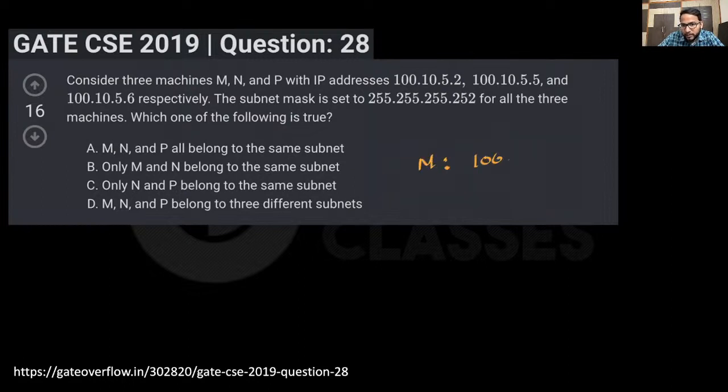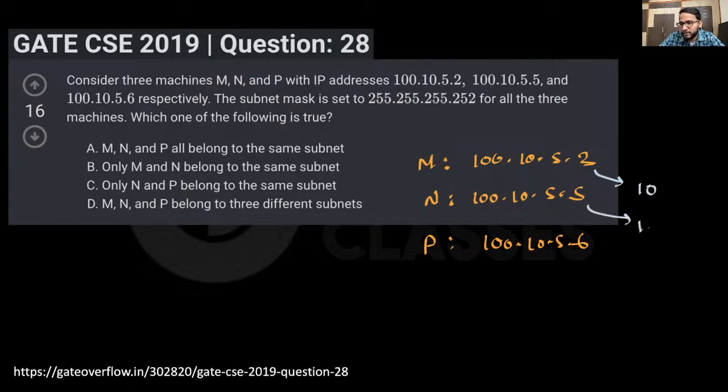M is having 100.10.5.2, N is having 100.10.5.5, and P is having 100.10.5.6. They are applying the subnet mask which is 252, which means only the last two bits can change and everything else should be fixed. So basically, if you apply the subnet mask here, then here 2 is represented by 10. So last two bits are 10 here. Here last two bits are 101. Last three bits are basically here 110.